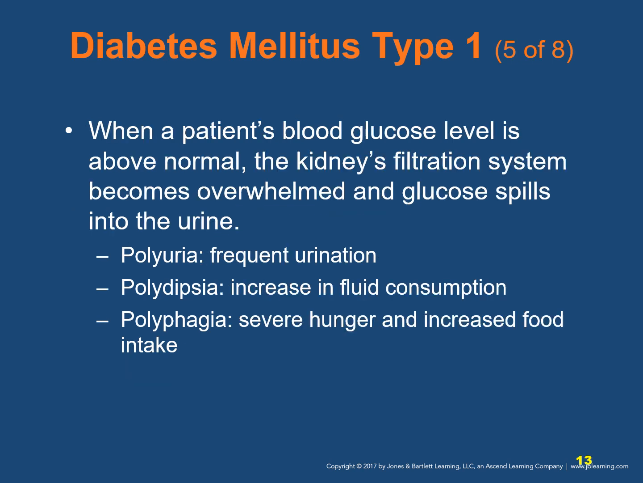When a patient's blood glucose level is above normal, the kidney's filtration system becomes overwhelmed and glucose spills into the urine. Polyuria is frequent urination. Polydipsia is an increase in fluid consumption. Polyphagia is severe hunger and increased food intake.